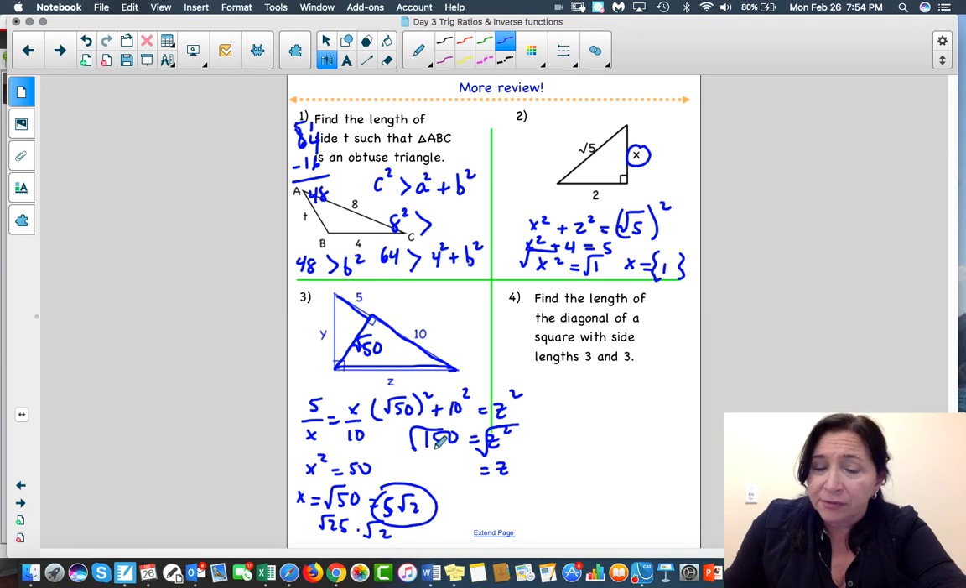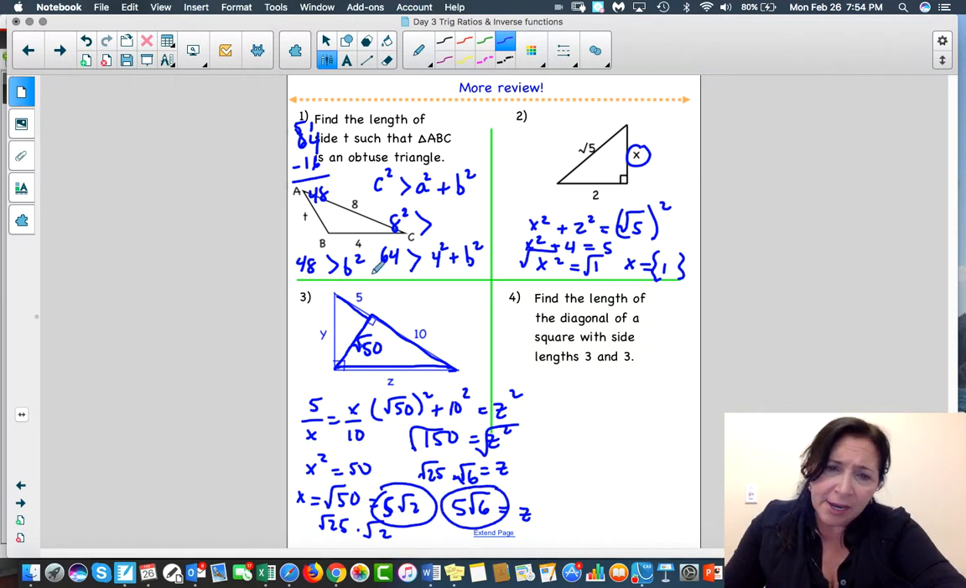what goes into 150? Well, 25 does. So we could say 25 times 6. So that's 6 right there. And so that would be 5 root 6, is equal to z. So that would be that value.